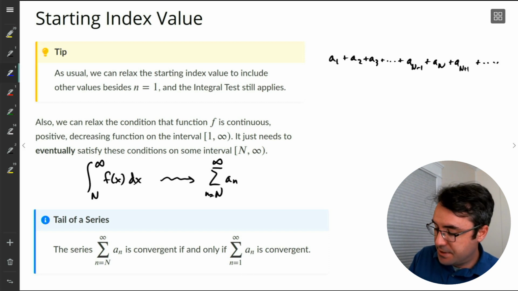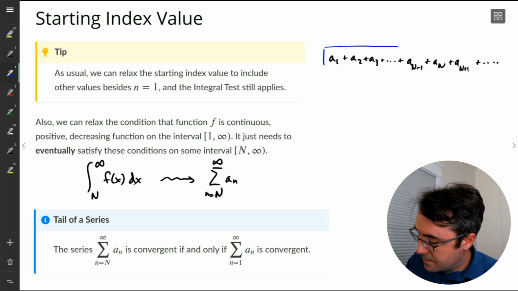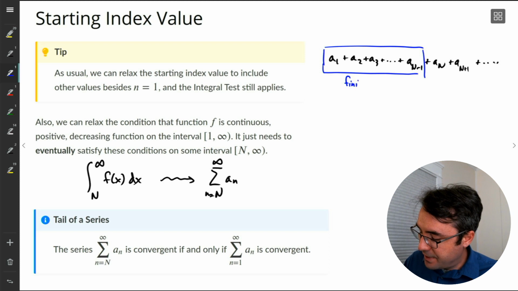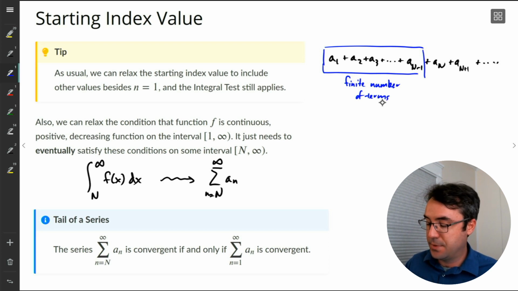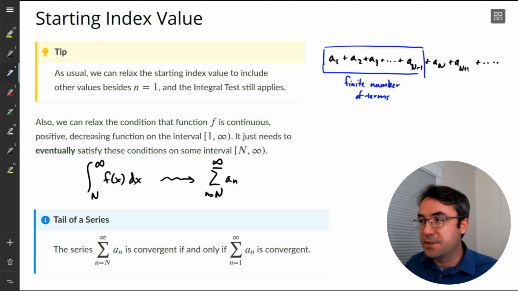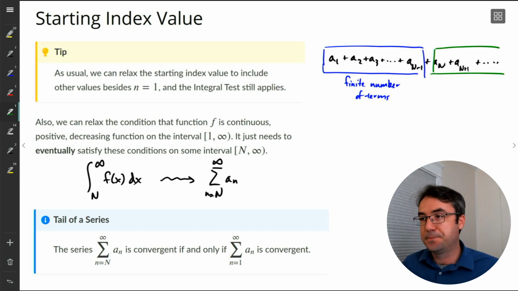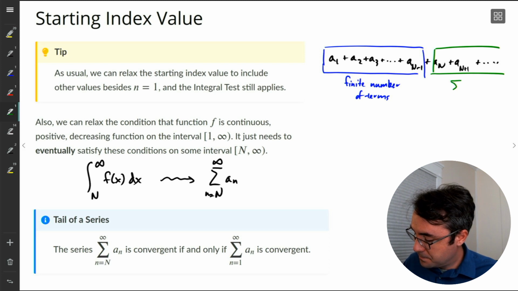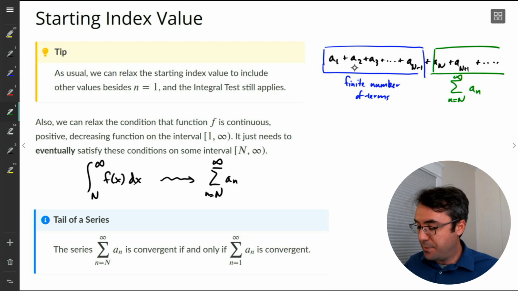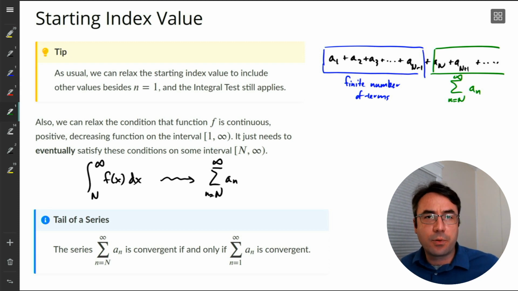And the reason is that these first few terms are just a finite number of terms that we're trying to add together. We can always add up a finite number of terms, so that's not where the issue is. The issue is what happens when this just keeps going. That's where the potential issue is. So adding up the first few terms, we can always do that, no problem.